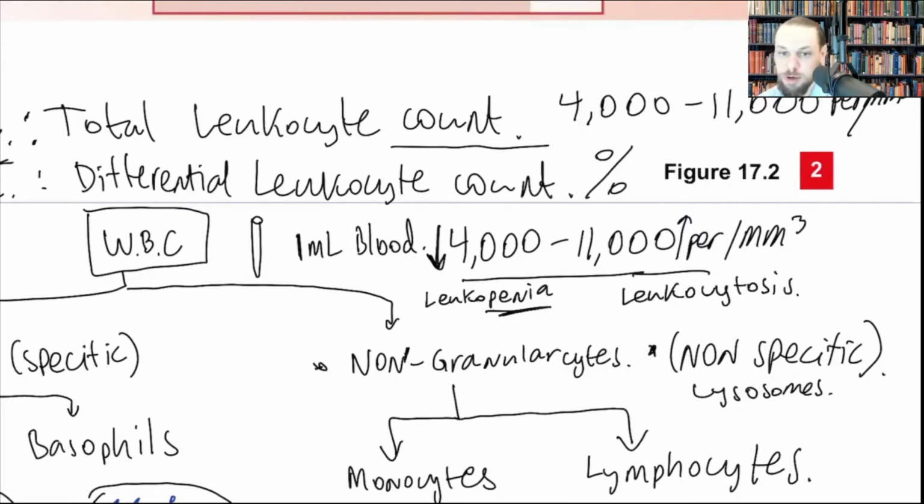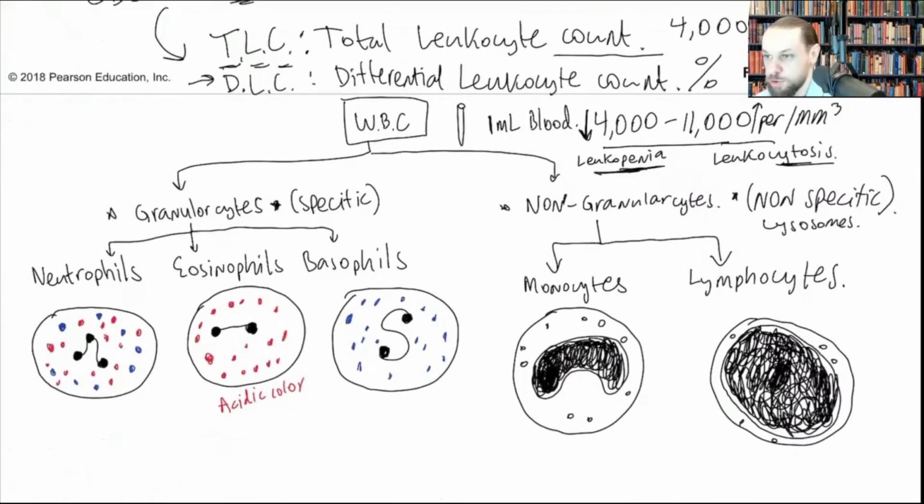So you're making more white cells, right? So leukocytosis and leukopenia. These two terms may also be used in the clinical setting, so you're familiar, right? Now, let's talk about normal percentages. So what's a normal DLC, right?